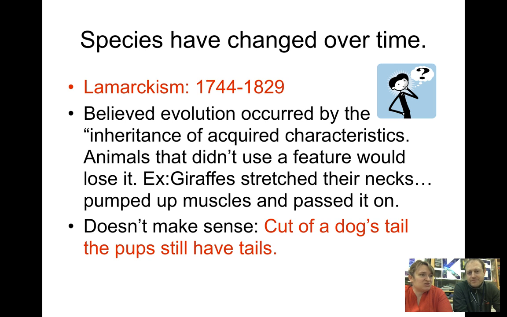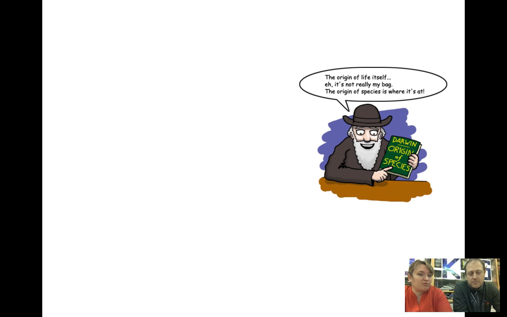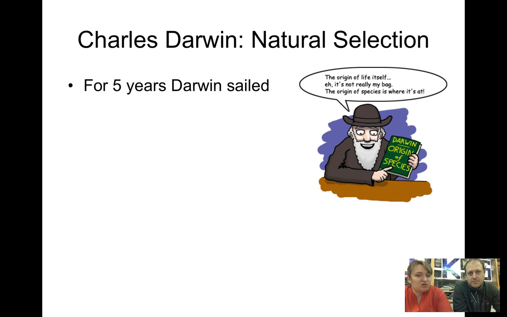There's a lot of evidence that shows that that's not how it is, because you can make a lot of adjustments to animals and you're not going to see that reflected in the next generation or really any generations. For example, if you cut off a dog or cat's tail, their puppies are not going to be born without tails.